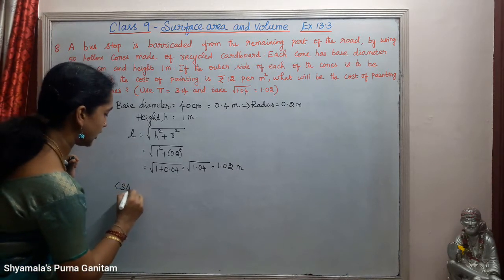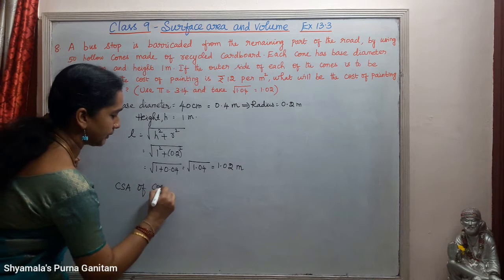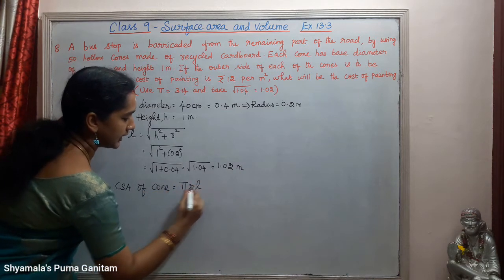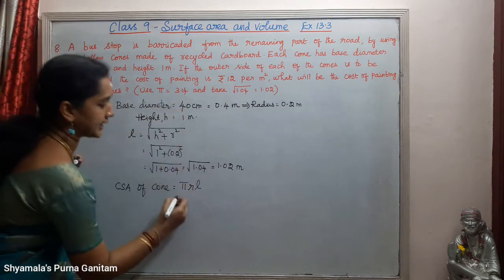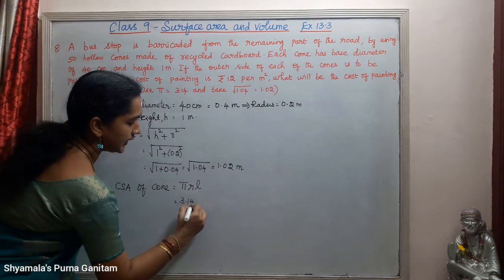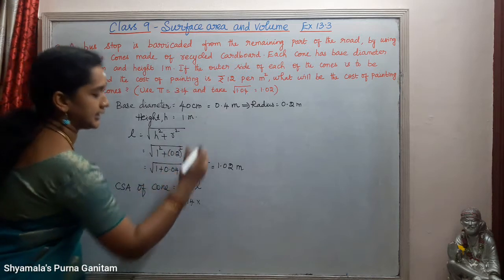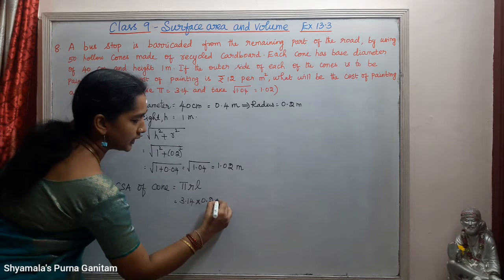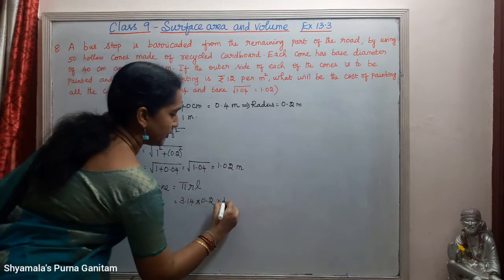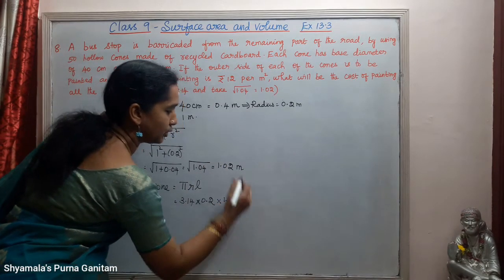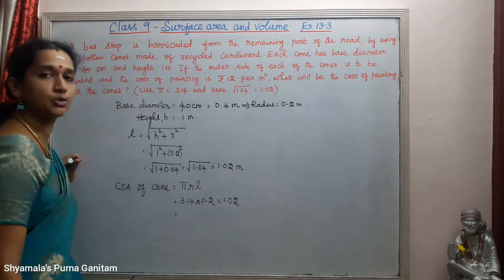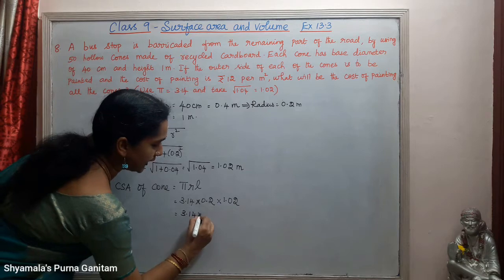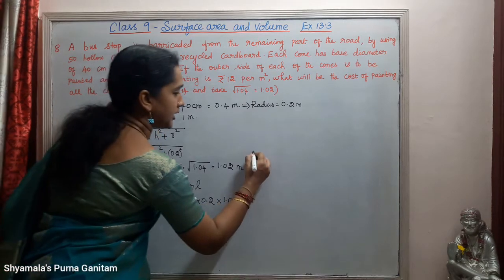Okay. So now we will find the curved surface area of one cone. So CSA of cone is equal to pi r l. So pi we are asked to take as 3.14, into radius, given as 0.2 meter, 0.2, into slant height, we found it as 1.02. So all these things need to be multiplied. So this one is 3.14 into 0.2 into 1.02.